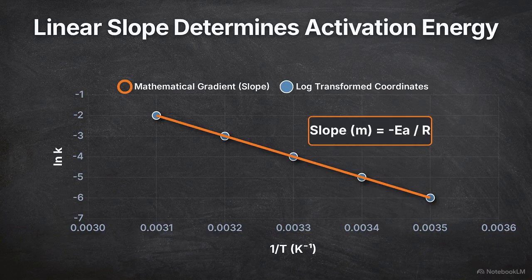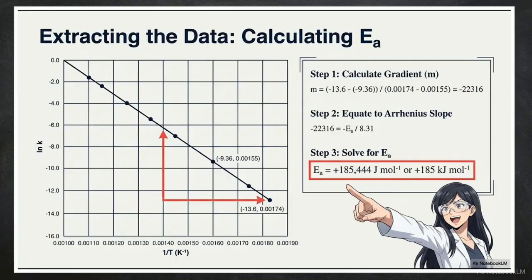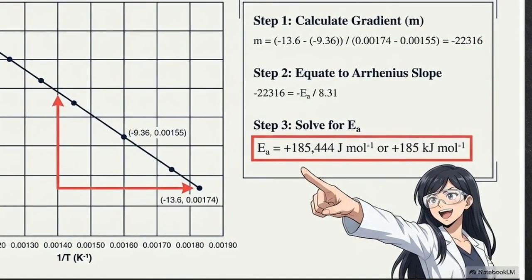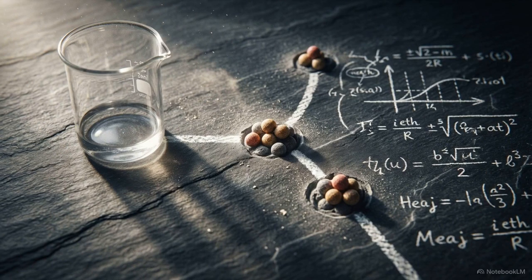The gradient of this line is negative 22,316, representing the steepness of the energy relationship. By setting that gradient equal to the Arrhenius slope and solving for EA, we find an activation energy of 185 kilojoules per mole. Mathematical transformation bridges the gap between laboratory observations and the thermodynamic properties of the system.